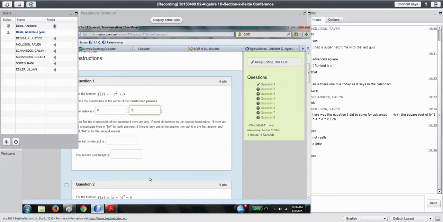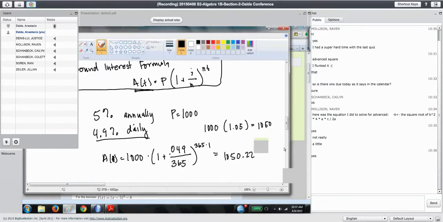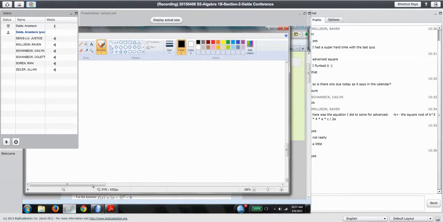the parabola will cross the x-axis twice. And I guess the question is, where does it cross the x-axis? So if you want to find the x-intercept, you set y equal to 0. And in this case, we don't see a y, but we do see an f of x, which is also the same thing as y. So then we can simply write down 0 is equal to negative x squared plus 3.